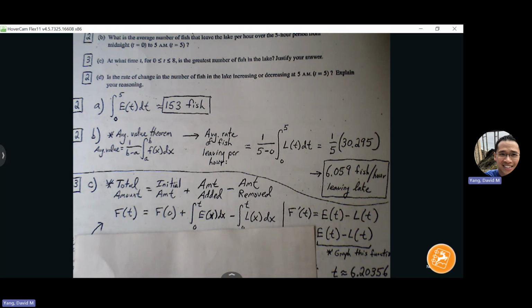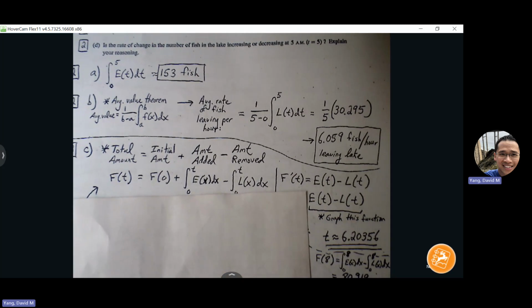So here's the equation that we can build to represent the number of fish in the lake. Total amount equals initial plus amount added minus amount removed. In this case, I think we have to assume that there are no fish in the lake. There isn't any statement about how many fish are in the lake, so we should assume it's 0. They don't tell us anything. And then the amount added, the number of fish added, is the integral of E of x. And then the number removed, or the fish leaving the lake, is the integral of L of x.